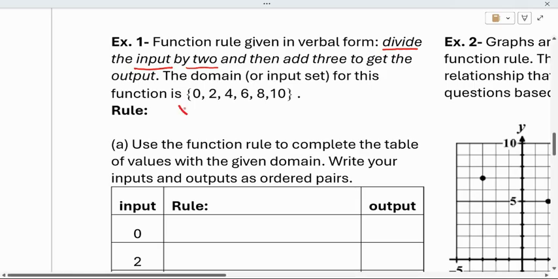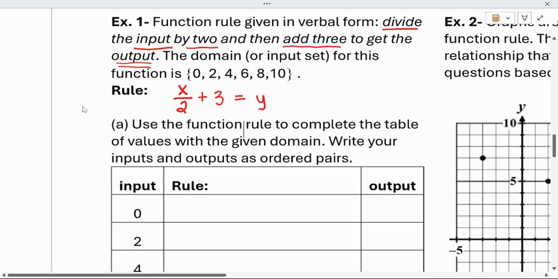X. So we're going to divide the input value by 2. That's what that says. And then we're going to add 3 to that. And that's going to give us our output. What do we use to represent our outputs? We just wrote it, which is represented by the letter Y. Okay. So that is our rule. Divide the input, so divide X by 2, and then add 3.